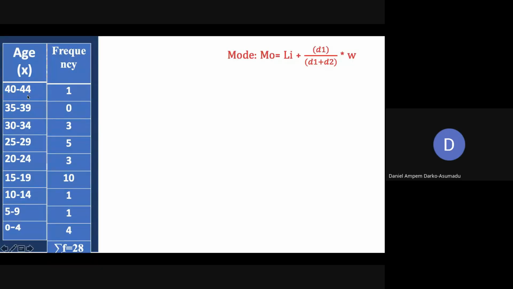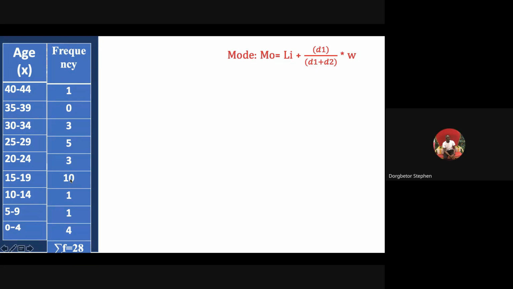Okay, let me break it down. Those who fall within the ages of 0 to 4, it is occurring 4 times. Those who fall within the ages of 5 to 9 occurred once. 10 to 14 occurred once. 15 to 19 occurred 10 times. So when I say the most occurring frequency, it is those who fall within the ages of 15 to what? 19, which is 10, is the highest. Is that clear?